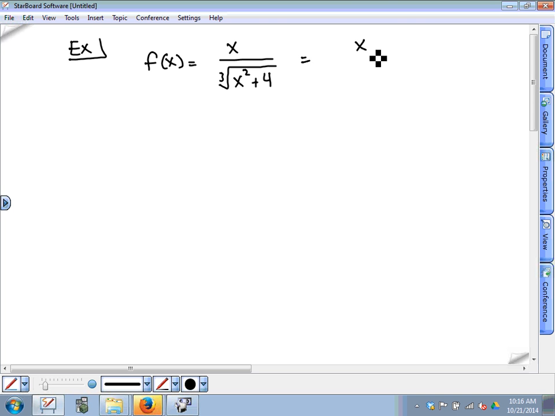First thing I'm going to do is get rid of the radical by using a rational exponent. So there's going to be x over (x squared plus 4) to the 1/3 power.